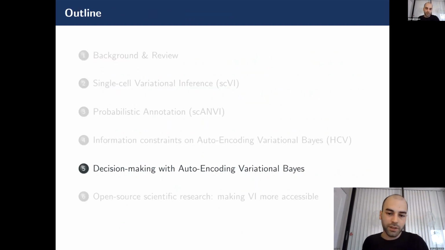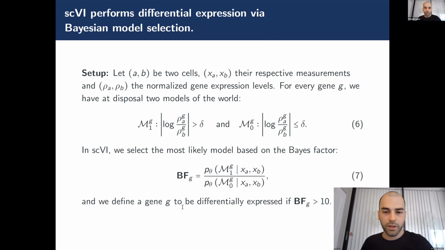And then I'd like to talk a bit more about differential expression. The way we do differential expression in scVI is kind of a Bayesian model selection problem. Let's say we have two cells, we have the respective measurements, and we have the normalized gene expression level. For every gene, we can make models. Model 1: the log fold change is more than delta, so this gene is differentially expressed. Model 0: the log fold change is less than delta in absolute value, so it's not differentially expressed.